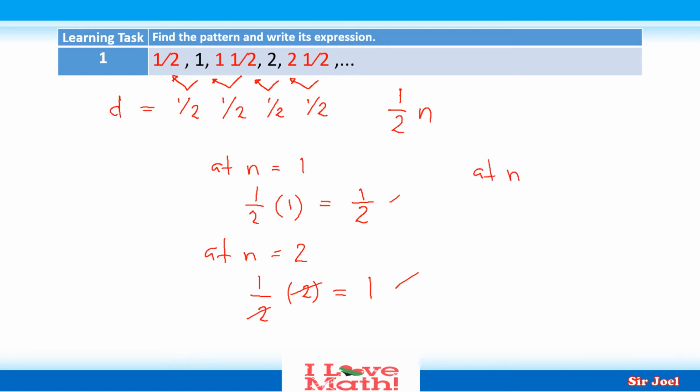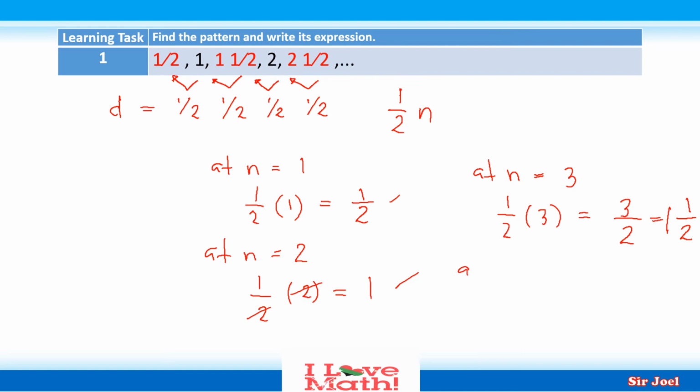Next, tingnan natin sa third term kung papasok. At n equals 3. Ay di 1/2 times 3. So, 1 times 3 is 3. And then over 2. So, it's 3 halves. Na kapag i-convert natin itong 3 over 2 into a mixed number, ay di ito ay equivalent to, ilang 2 meron sa 3? Isa. Sobra ng isa. And then, copy the denominator 2. So, it's 1 and 1/2. Pasok ulit.